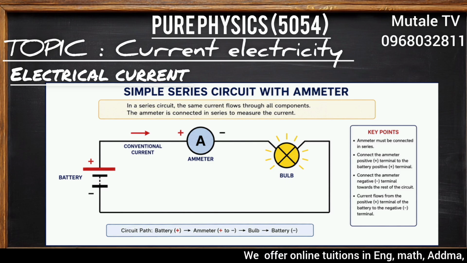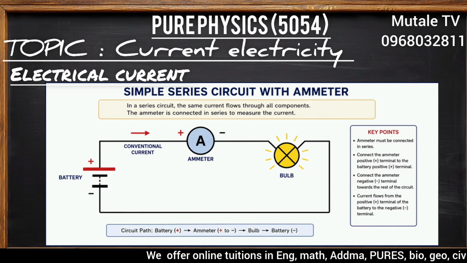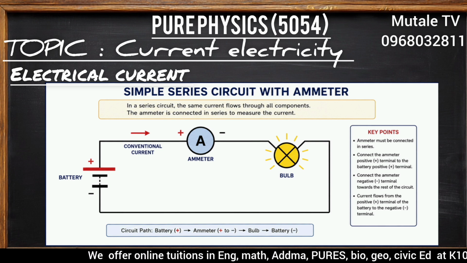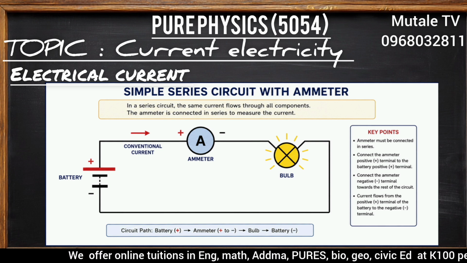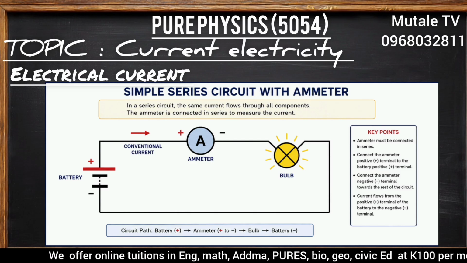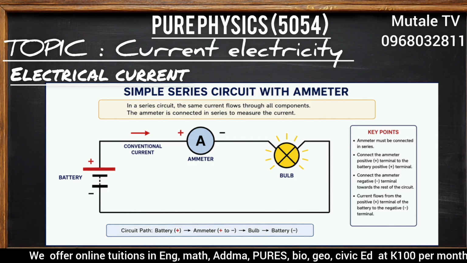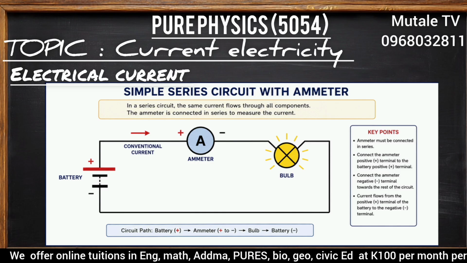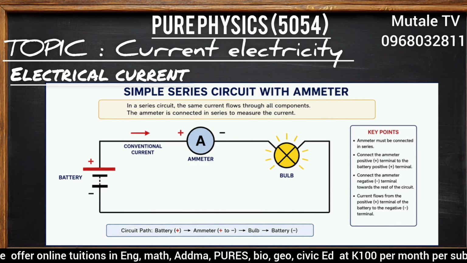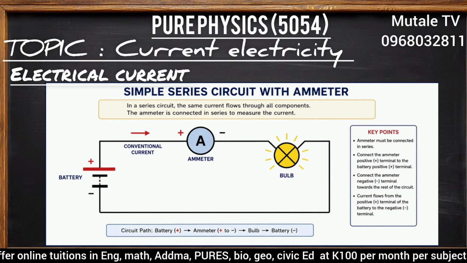And this simply means that electrons are flowing throughout that circuit. Current is measured using an instrument called the ammeter. And this ammeter must always be connected in series with the component you are measuring. So never forget that. An ammeter must always be connected in what? In series. It also has a positive terminal, usually colored red, which must be connected to the positive terminal of the battery. And it also has a negative terminal, which is usually black, which connects to the negative terminal of the battery.